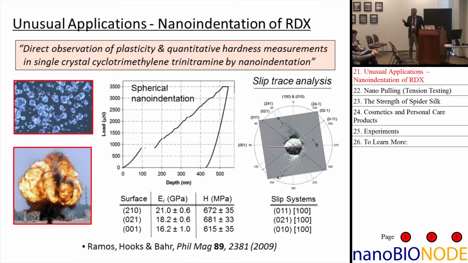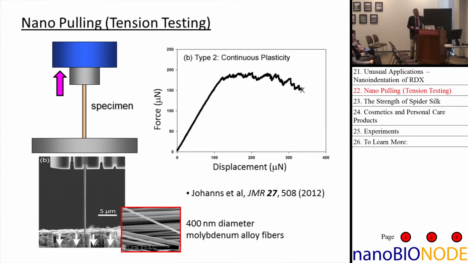But believe it or not, the Army and the military wants to know the elastic and plastic properties of the particles in plastic explosive, because how you make a shape charge do its job best depends on how waves propagate through this stuff. And so you need to know hardness and modulus. And so there's been studies done of that to get the basic mechanical properties of plastic explosive by doing nano indentation. Nanopulling, you can pull on things too.